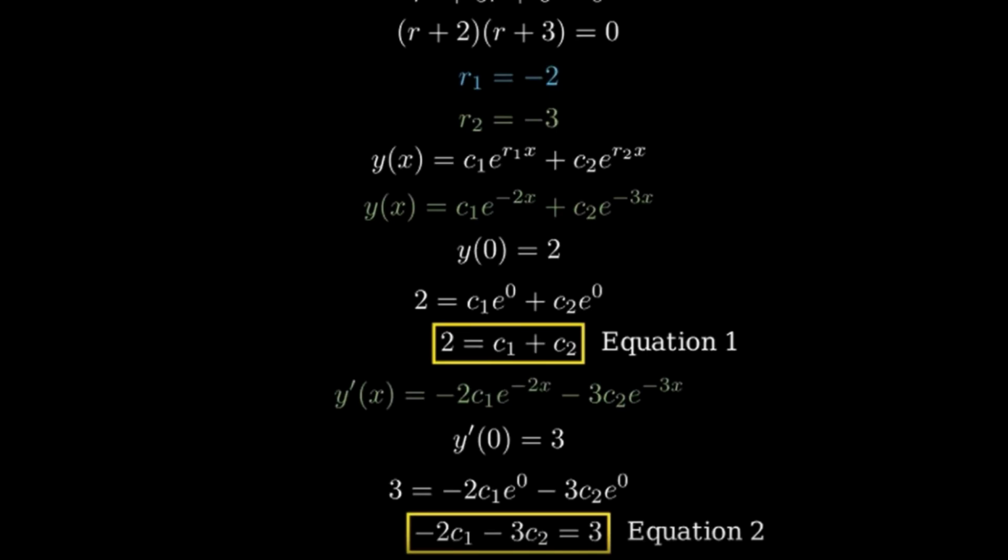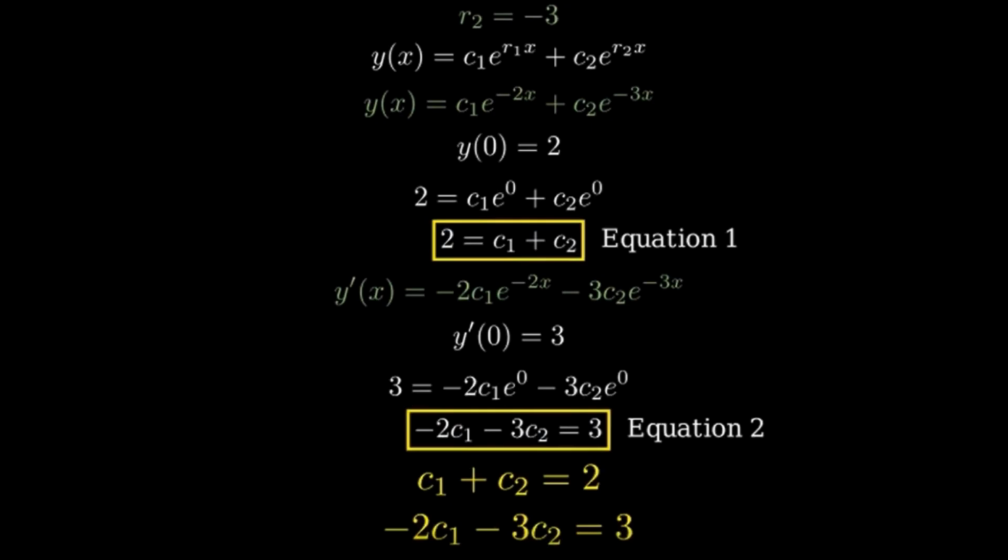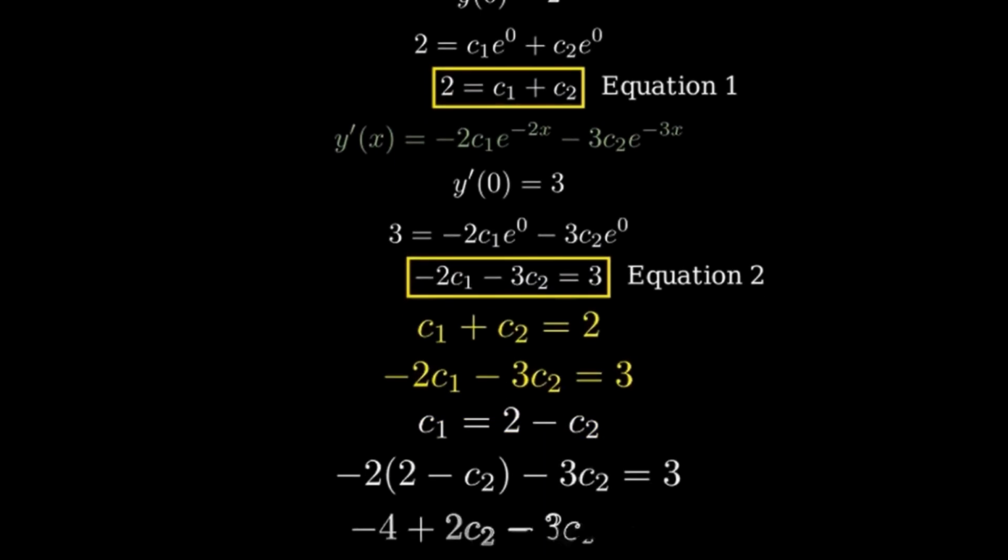Equation 1, c_1 + c_2 = 2. Equation 2, -2c_1 - 3c_2 = 3. From equation 1, we can express c_1 as 2 - c_2. We substitute this into equation 2 to get -2(2 - c_2) - 3c_2 = 3. Expanding, we have -4 + 2c_2 - 3c_2 = 3.